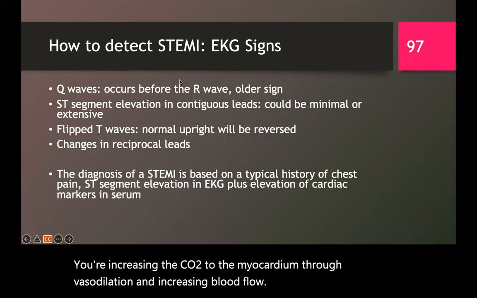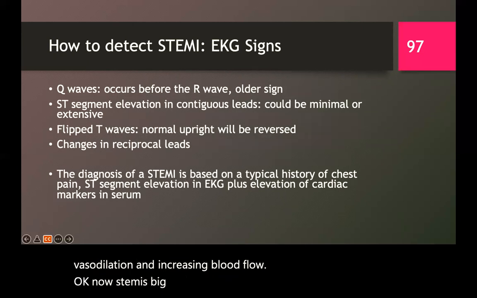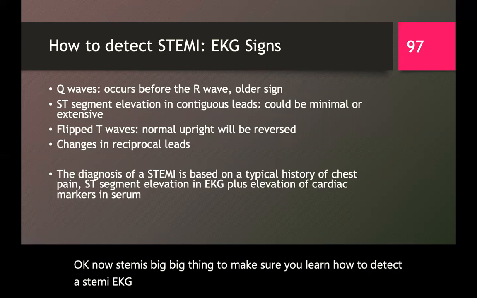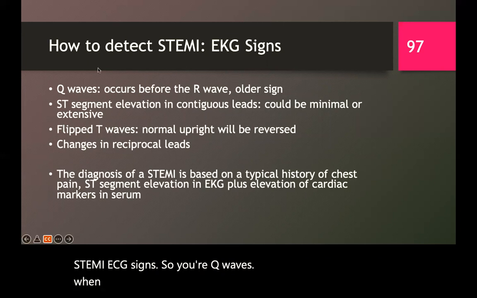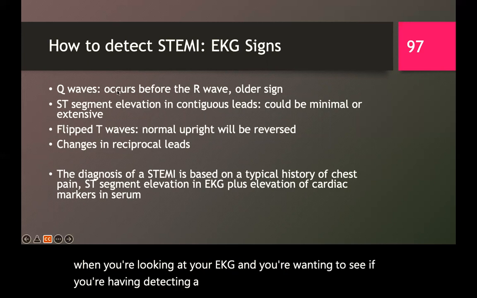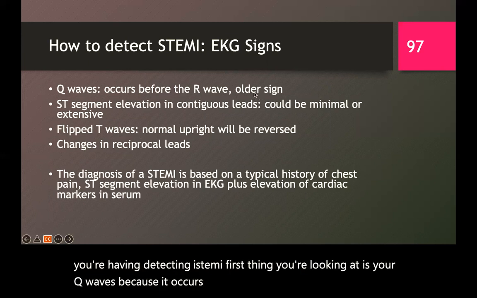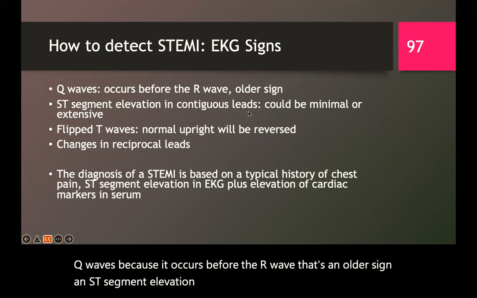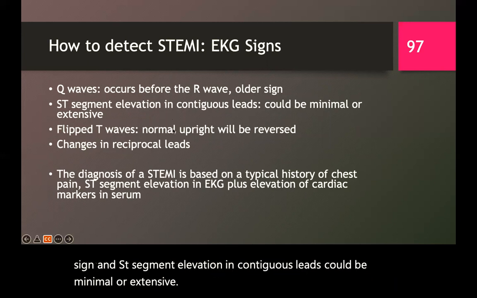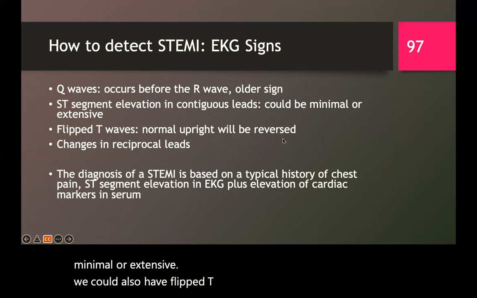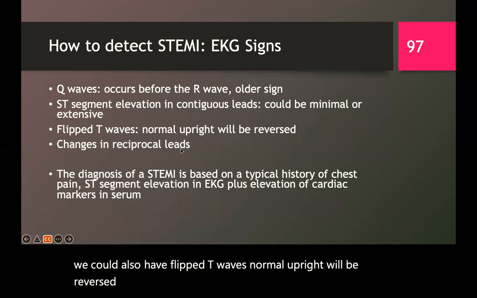Okay, now STEMIs. Big thing to make sure you learn how to detect a STEMI, EKG signs. Okay, so your Q waves, when you're looking at your EKG and you're wanting to see if you're detecting a STEMI, first thing you're looking at is your Q waves because it occurs before the R wave. That's an older sign. An ST segment elevation in contiguous leads could be minimal or extensive. We could also have flipped T waves. Normal upright will be reversed, and then you may have changes in reciprocal leads.